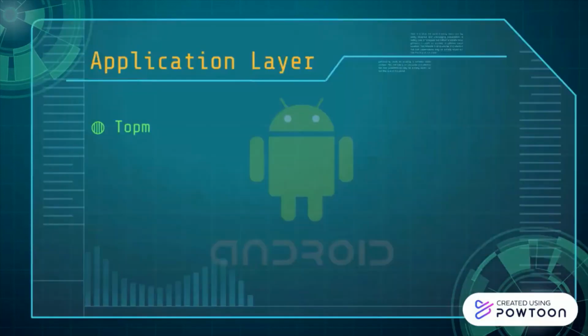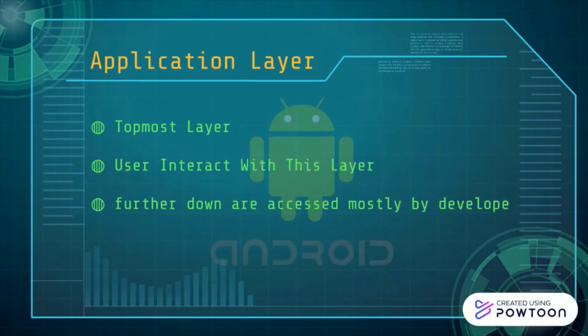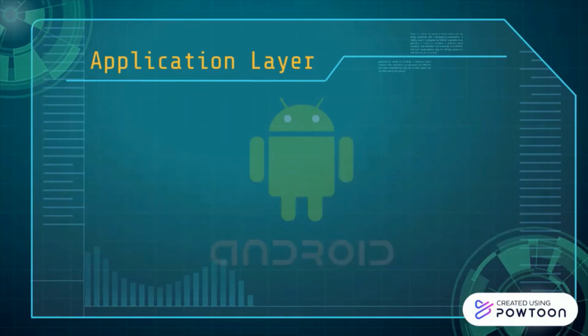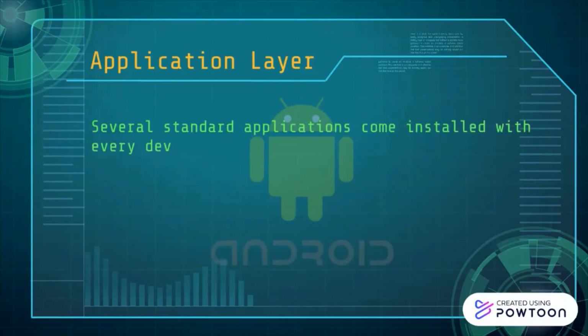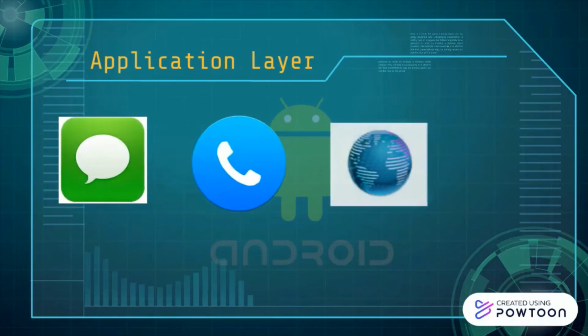Finally comes the topmost layer of the Android stack, the application layer. An average user of the Android device would mostly interact with this layer for basic functions such as making phone calls, accessing the web browser, etc. The layers further down are accessed mostly by developers, programmers, and the like. Several standard applications come installed with every device, such as SMS client app, dialer, web browser, contact manager.